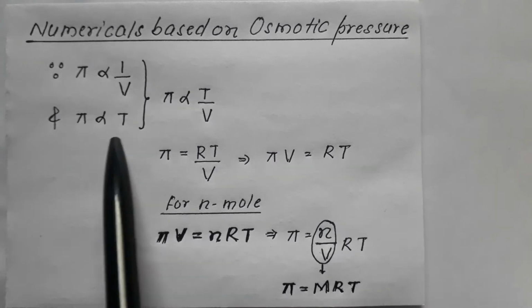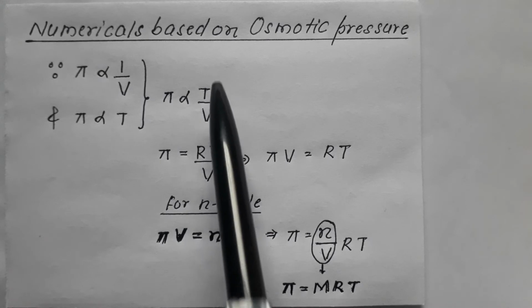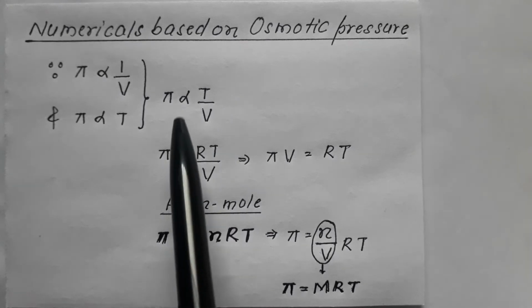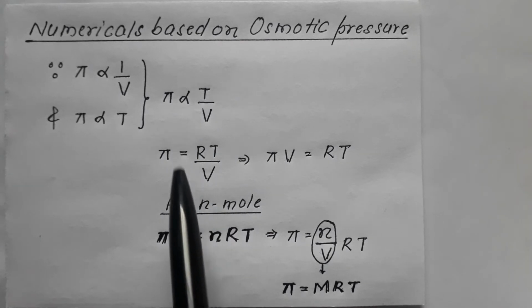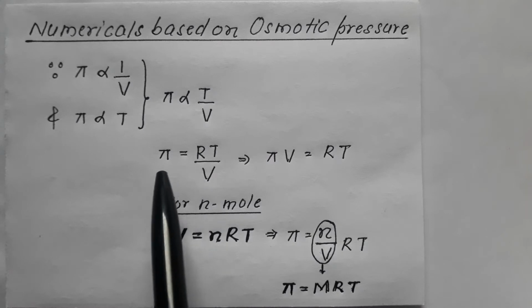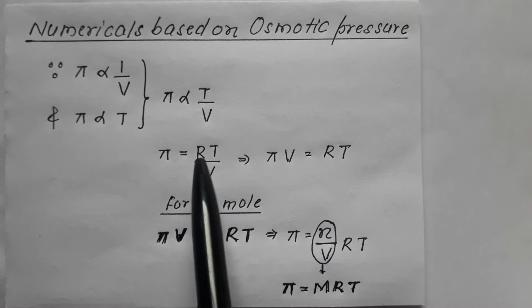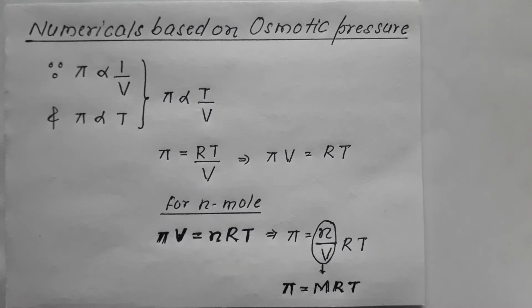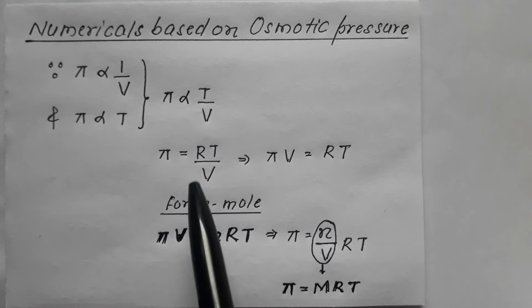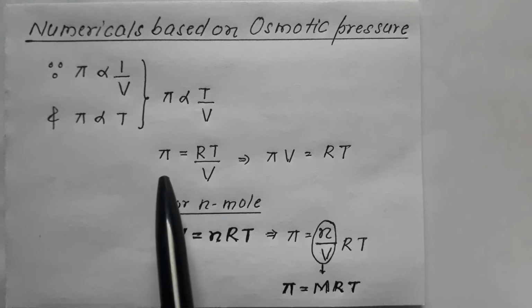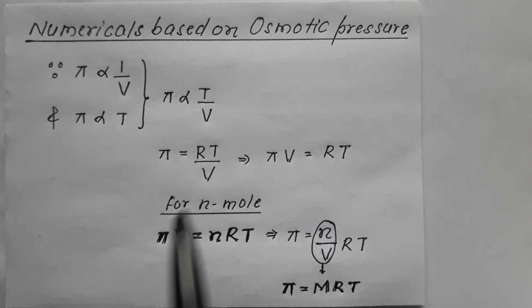I can equate these two and write pi is proportional to T by V. In order to remove this proportionality sign, I apply a constant R. It becomes pi is equal to R into T by V, where R is the gas constant. In fact, it is the osmotic constant, but as you know the value of the osmotic constant is the same as the gas constant, therefore we have written gas constant. So pi is equal to R into T by V.